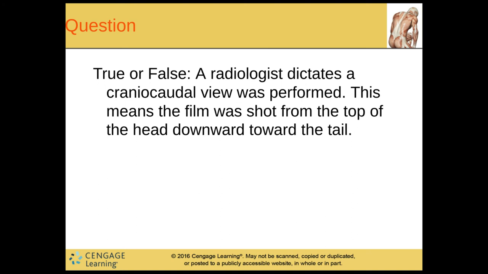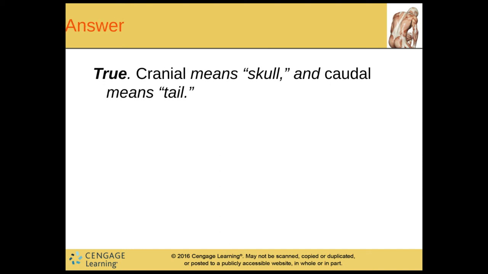So question, true or false? A radiologist dictates a craniocaudal view was performed. This means the film was shot from the top of the head downward toward the tail. What do you guys think? True or false? That is true. So cranial means skull, right? And caudal means tail. So it goes from the top to the bottom. Good.